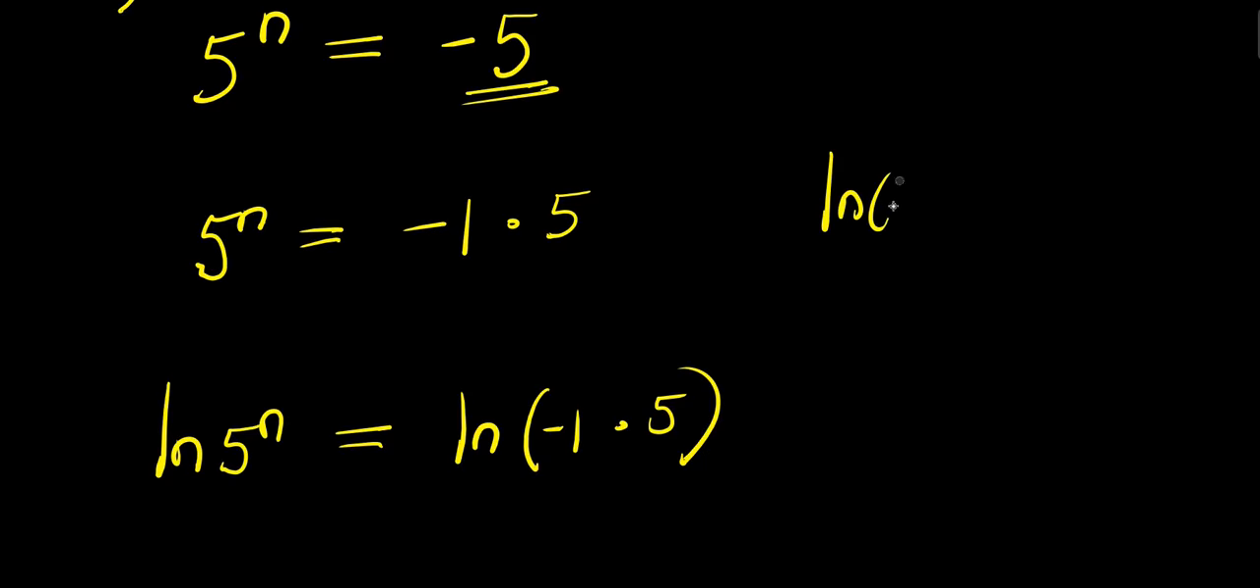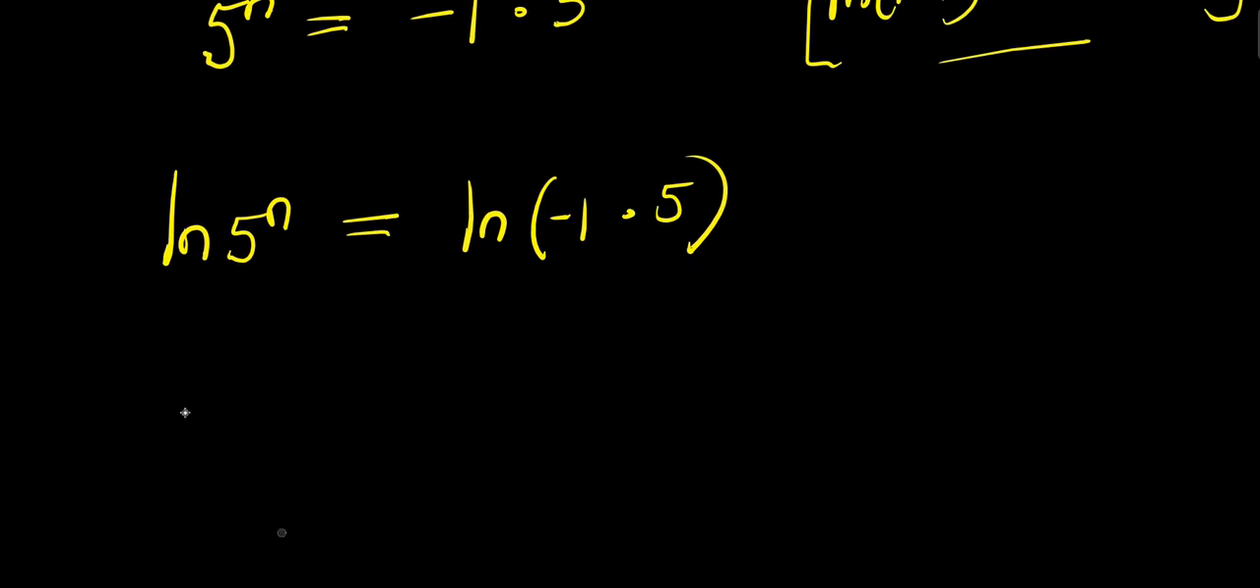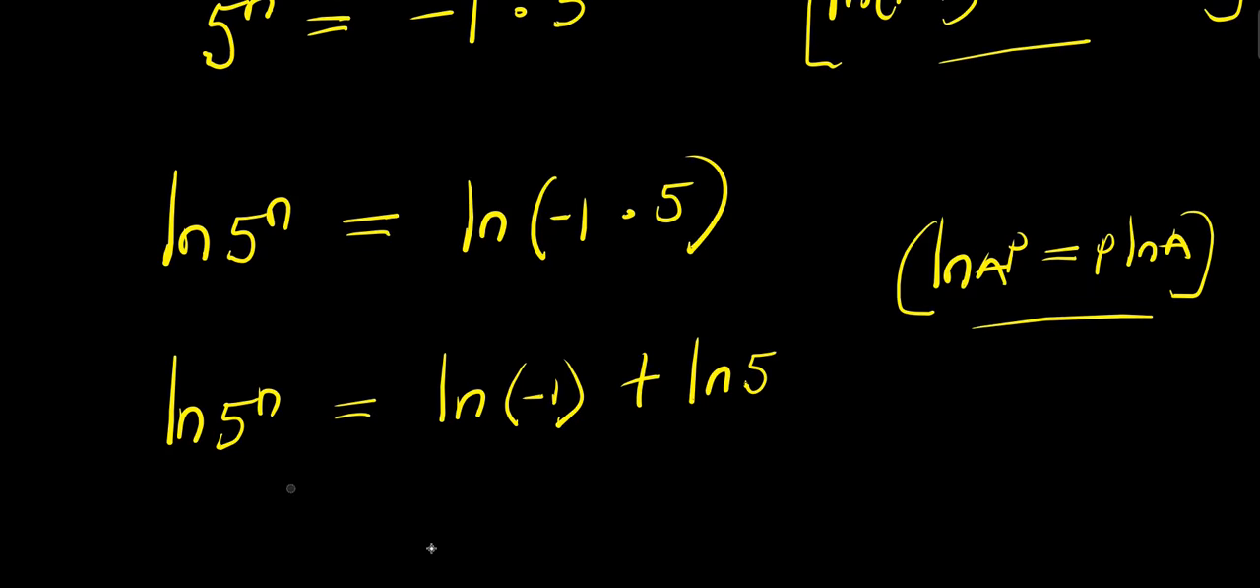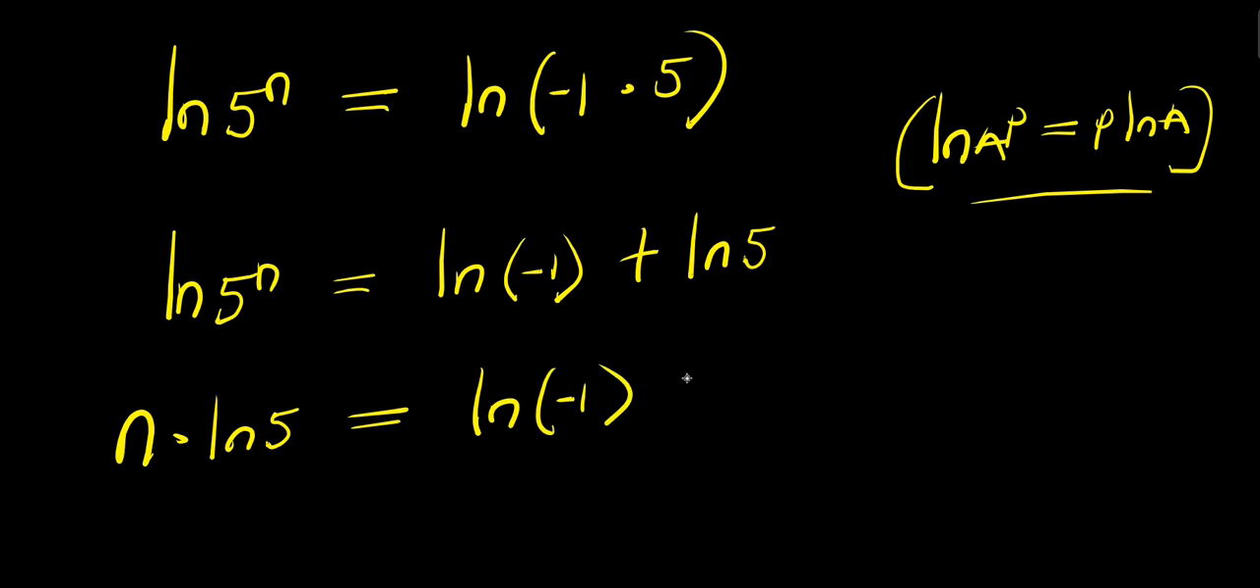If you have natural log of a times b equals natural log of a plus natural log of b. Applying this right here, I will have natural log of 5 power n equals natural log of negative 1 plus natural log of 5. If you also have natural log of a power b, this equals b times natural log of a. Applying this right here, I have n times natural log of 5 equals natural log of negative 1 plus natural log of 5.